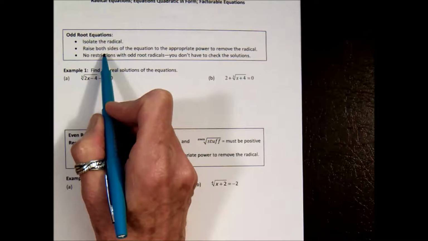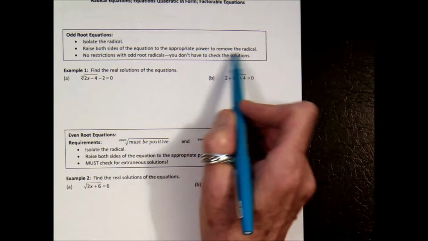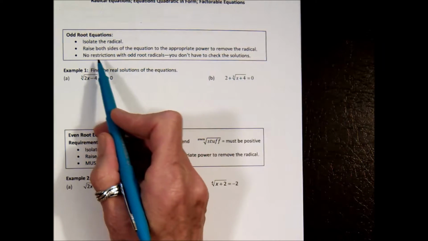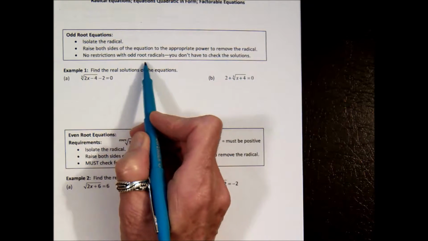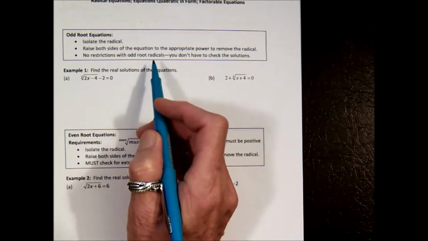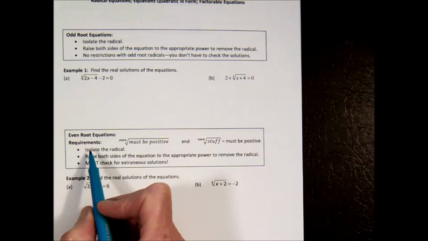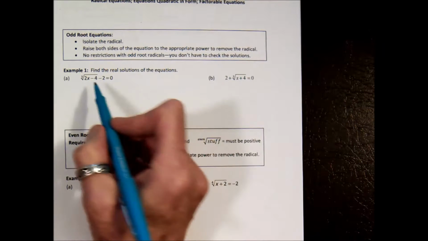You raise both sides of the equation to the appropriate power to remove the radical. And then there's no restrictions with odd root radicals. You don't have to check the solution. I'm going to show you how that is different from even root equations once we do a couple. So let's look at this one.